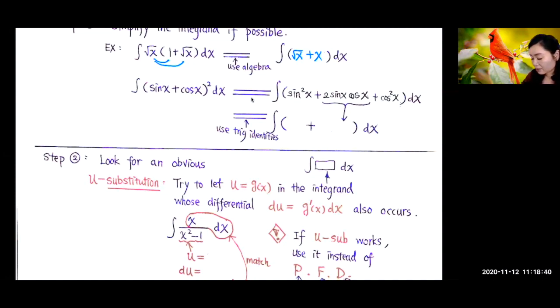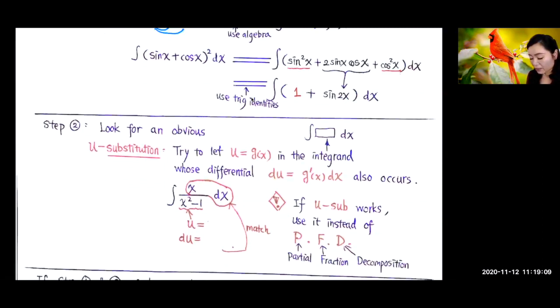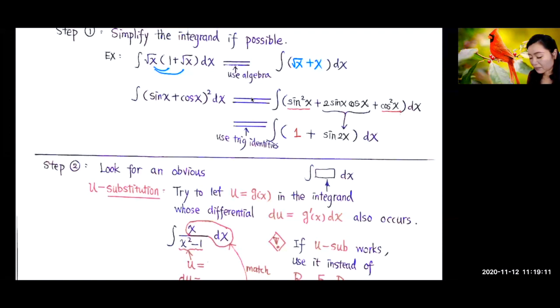We notice that sine squared x plus cosine squared x is equal to 1. So you have a 1 over here. And for this part here, we can use a double angle formula. What does this become? That is sine of 2x, right? Now you can integrate this term by term, right? Okay, so that was the first step. You simplify the integrand if possible.